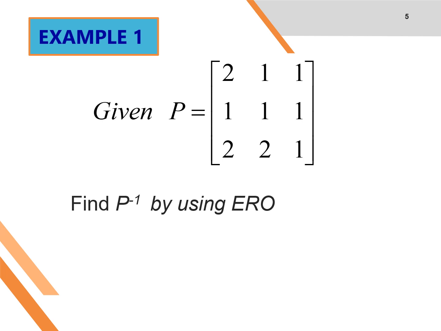Okay, now look at example 1. This is matrix P. In this example, we are going to find the inverse of matrix P by using elementary row operation or ERO.